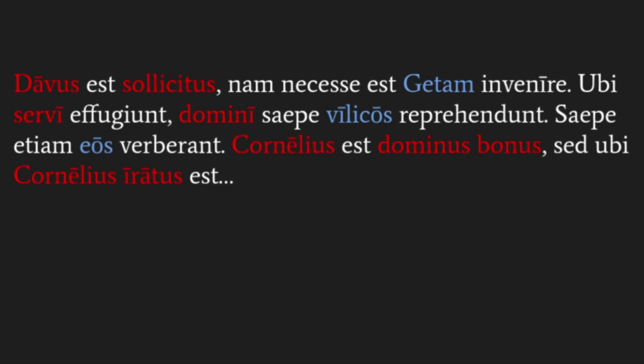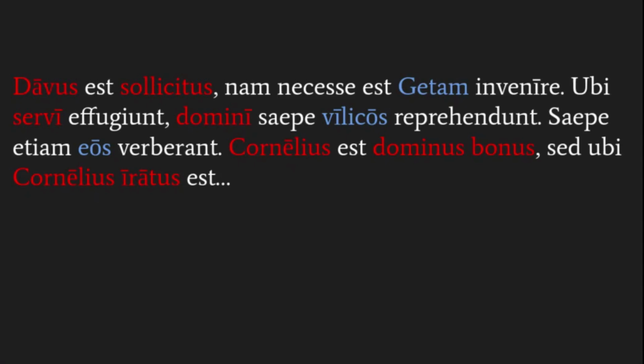Then you have ubi servi effugiunt, domini saepe villicos reprehendunt. So ubi, when slaves effugiunt, run away, domini, masters, plural, right, nominative plural, often blame or scold, reprehendunt, villicos, overseers. Remember, Davus is a slave, but he's in charge of the other slaves. We call him a villicus, an overseer. So when a slave runs away, yes, that slave will be punished, but the overseer will also be punished because they should have been watching the slaves.